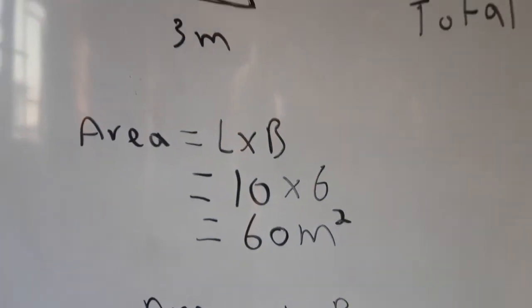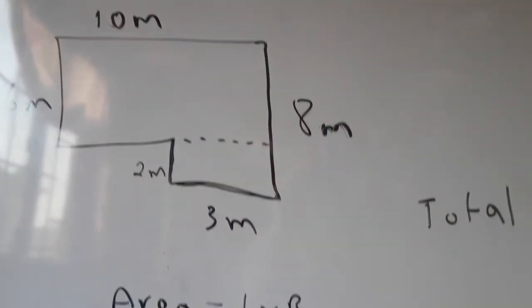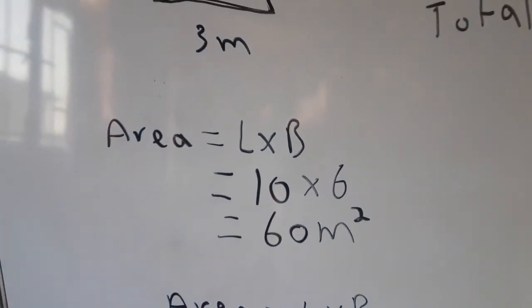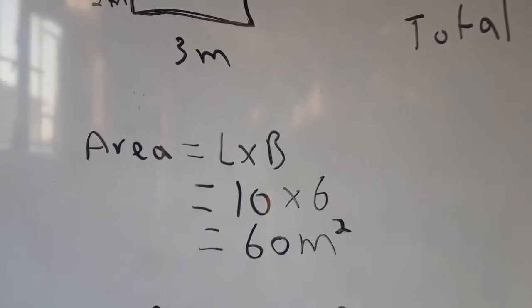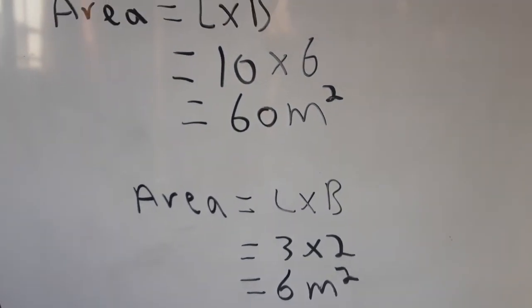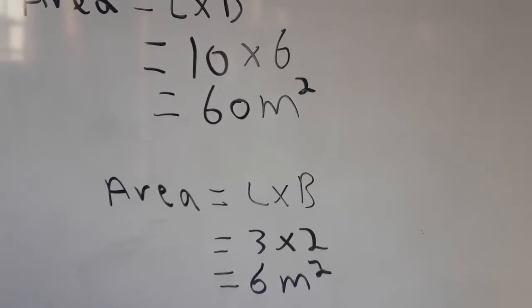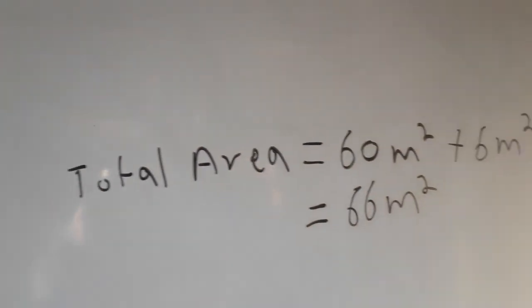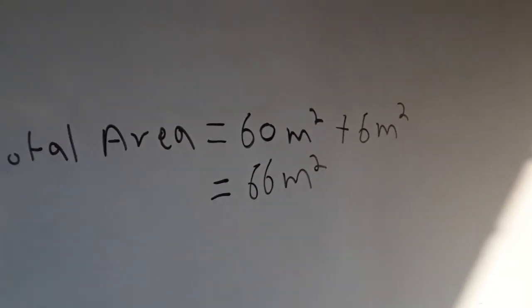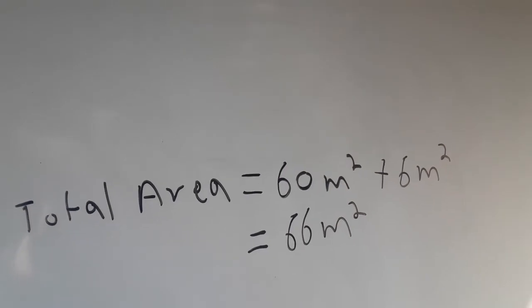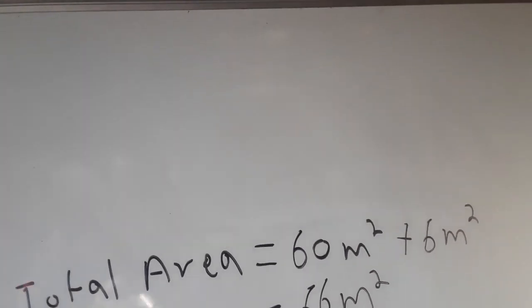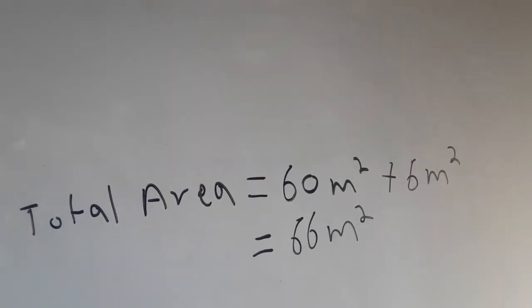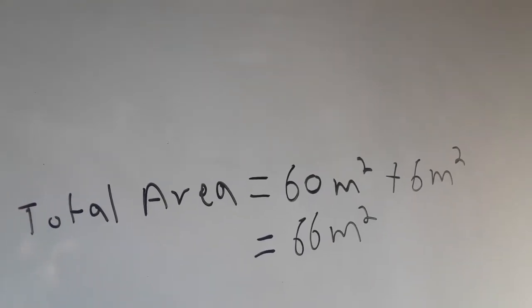So once again, I've calculated the first area, length times breadth, which is 10 by 6, gives us 60 meters squared. And then we have the area of the small rectangle, length times breadth, 3 times 2, which gives us 6 meters squared. Then for the total area, we add the two areas together. So we add 60 meters squared plus 6 meters squared. So we get 66 meters squared as our total area of the floor.